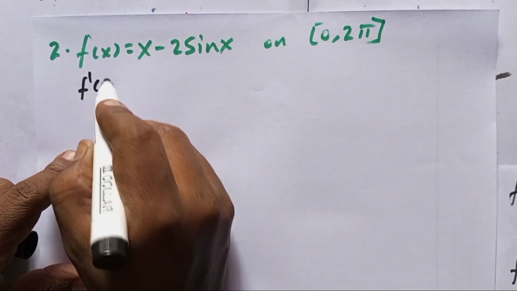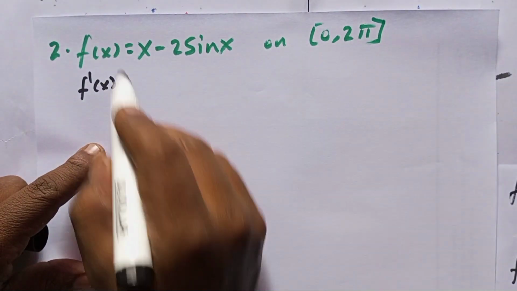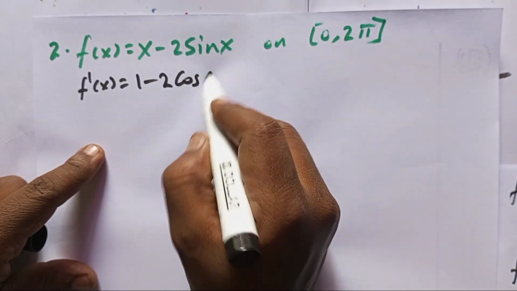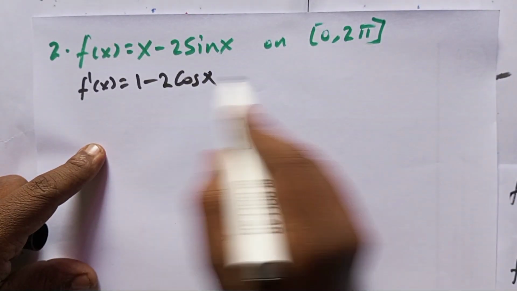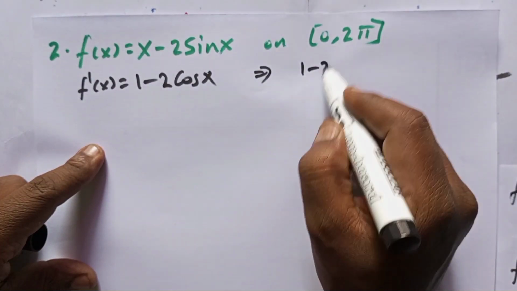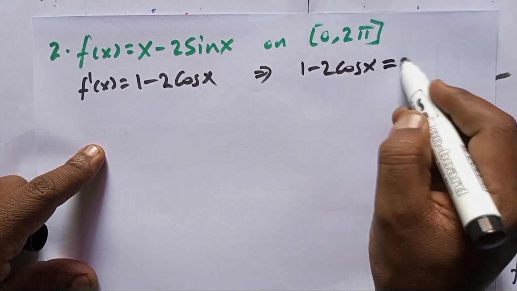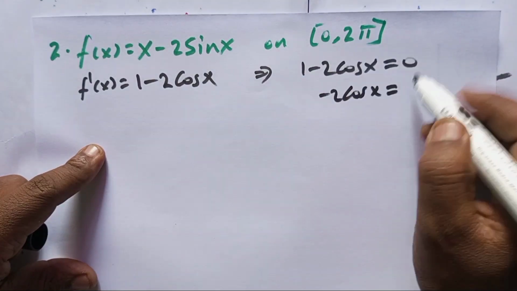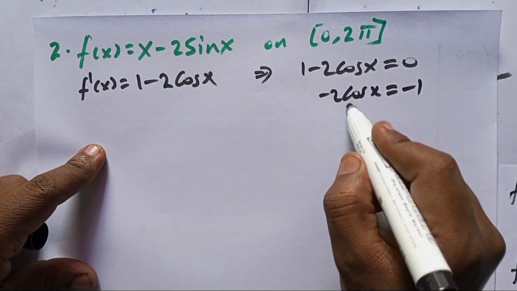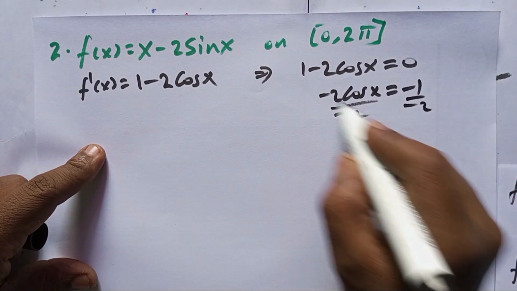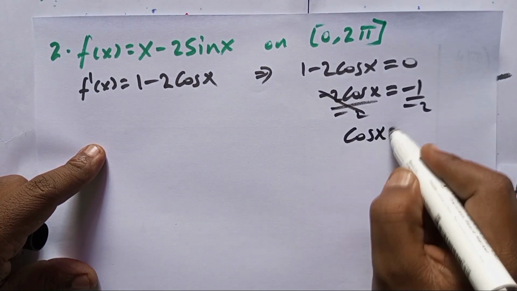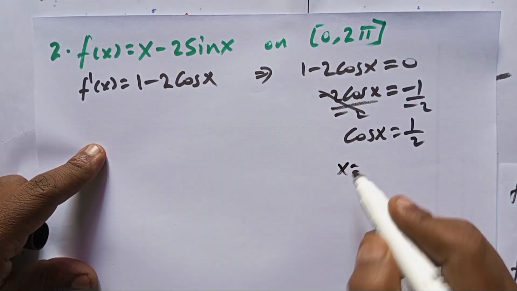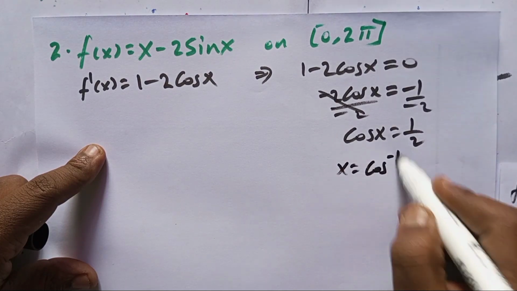So let us see the first derivative, f prime of x. The derivative of x is 1, so 1 minus 2 times the derivative of sin x, which is cos x. Okay, let us find the critical numbers: 1 minus 2 cos x equal to 0. So 1 minus 2 cos x equal to 0, transfer the 1 here as minus 1, then divide both sides by minus 2, the negatives cancel out, so cos x is equal to 1 over 2. Then to find the critical value, x is equal to cos inverse of 1 over 2.